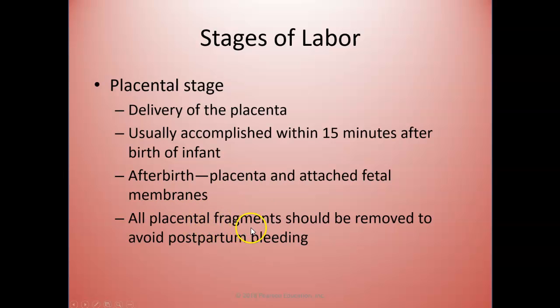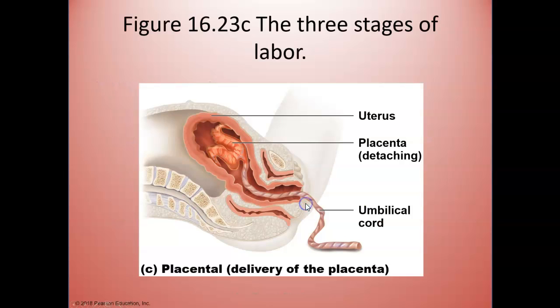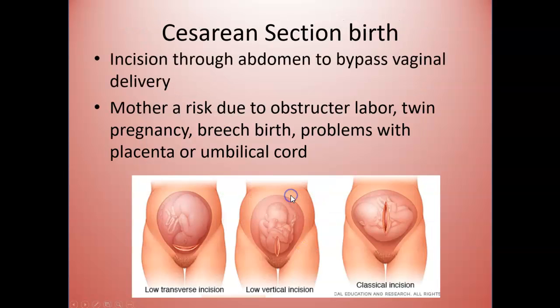Ideally, all the placental fragments come out at this time, although that's not always the case. So sometimes the medical professionals have to examine and make sure that everything did come out, because those chorionic villi are attached so closely to that uterine wall that if they're not all removed, then bleeding can continue after the birth of the baby, and the mother is at risk at that point. Okay, so here's the placenta coming out and the umbilical cord coming out.